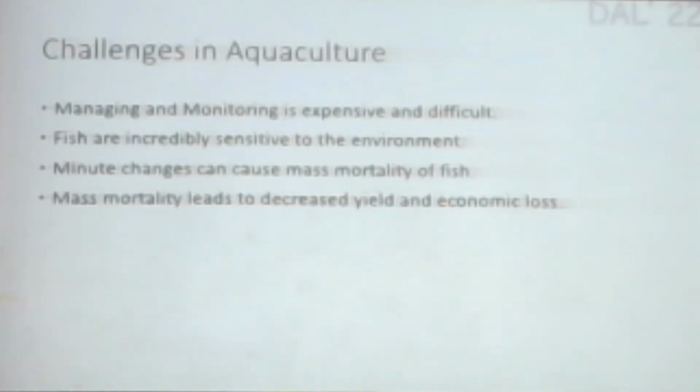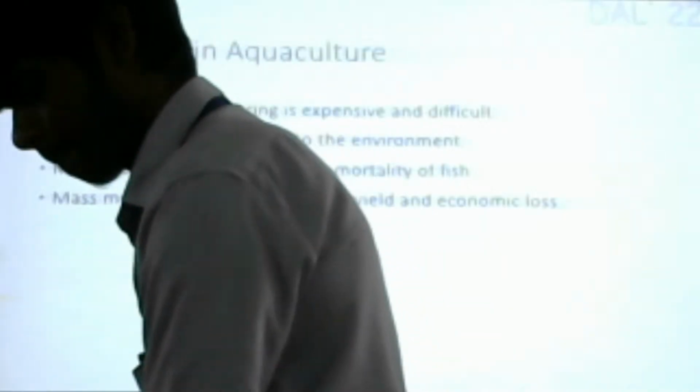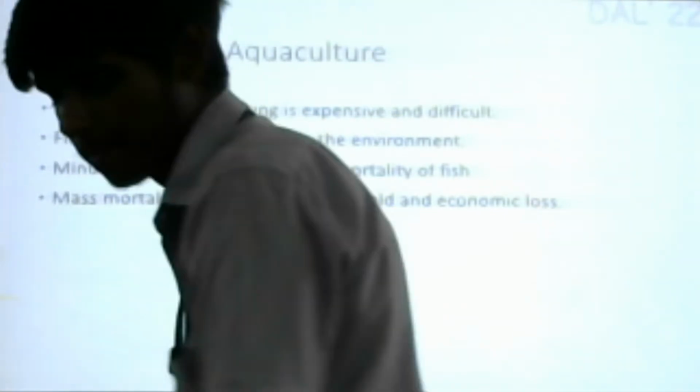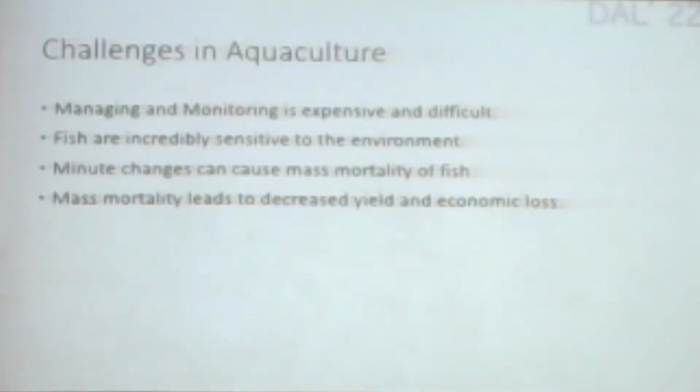These challenges deter farmers and fishermen from adopting aquaculture. One of the main ones is that managing and monitoring is extremely expensive, but constant monitoring is extremely necessary, because the water should stay within certain values. Fish are incredibly sensitive to their environment, and if the values change, even in minute ways, the whole yield can die off in hours, and this can lead to economic loss. This is a major deterrent.